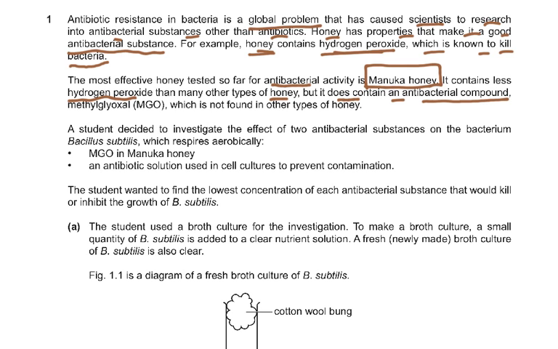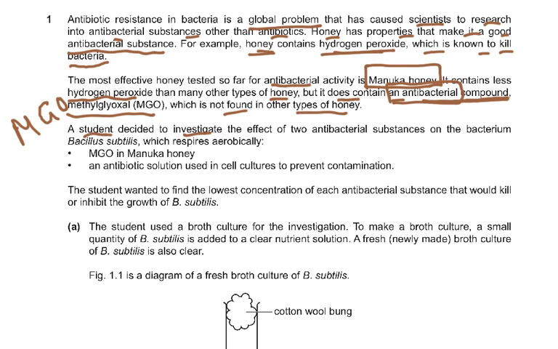It contains less hydrogen peroxide than many other types of honey, but it does contain an antibacterial compound. So besides the hydrogen peroxide, it contains an antibacterial compound, methylglyoxal, and the abbreviation for this is MgO, not OMG. Yeah, don't laugh now. OMG, but MgO, which is not found in other types of honey. So besides the hydrogen peroxide, it contains MgO, which actually kills bacteria. It says it has antibacterial activity.